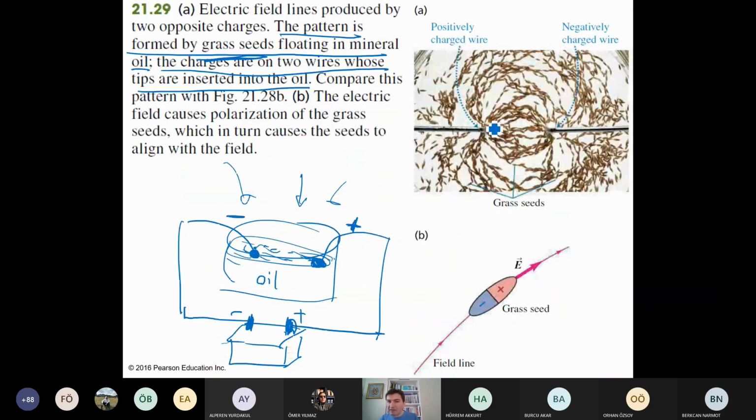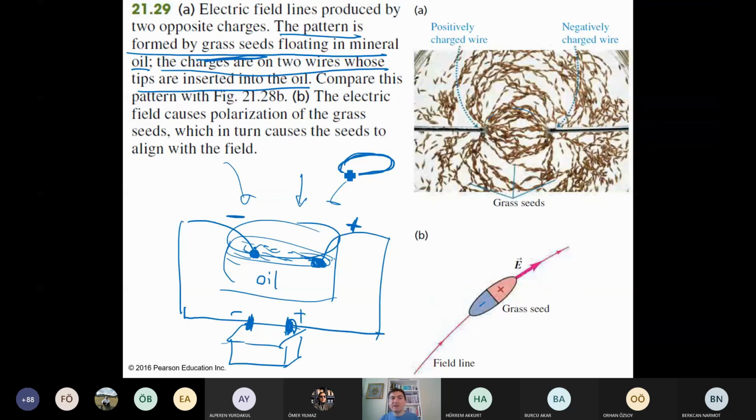Why do we have this type of pattern? Because grass seeds are neutral, okay? But I told you in the first part of this chapter that due to polarization, neutral objects can also be aligned under the electric field. So just consider you have a grass seed. This is the shape of the grass seed, and it is neutral. The total net charge is 0, okay? Q is 0.